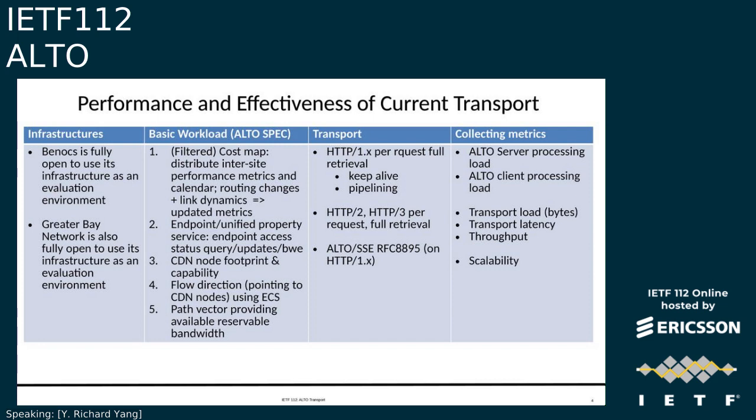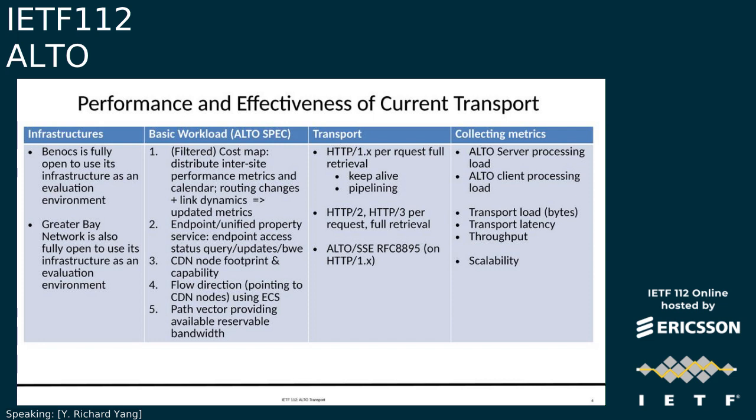And then we also deploy the path vector, providing available reservoir bandwidth for all the networks. So we're really trying to use them not only for transport, but also to model those networks themselves, in particular the Greater Bay Network. It is a relatively large network. And then we're going to evaluate the transport. Oh, I have 2 minutes.